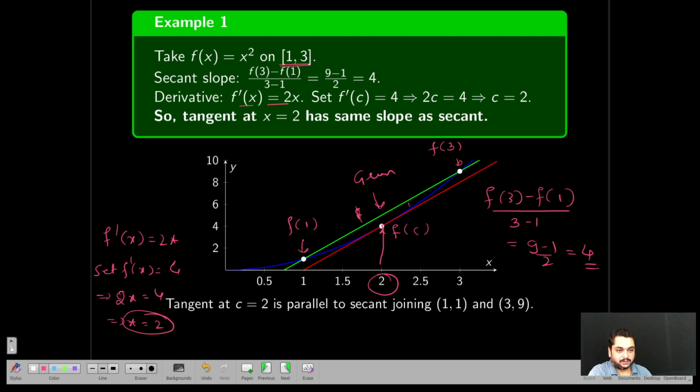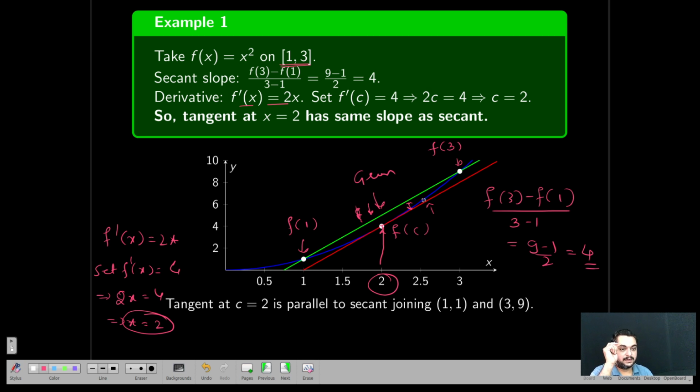If you observe, they are parallel. At this point the tangent, the red one, becomes parallel to my secant line. This is the point where the instantaneous rate of change, indicated by the red line, equals the average rate of change, indicated by the green line. They are equal at this point.